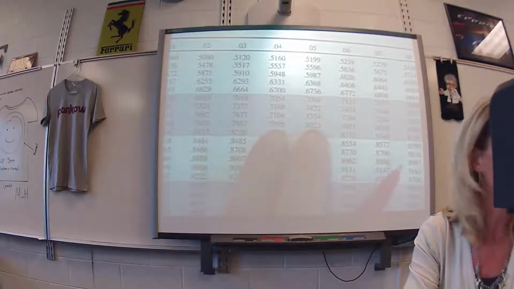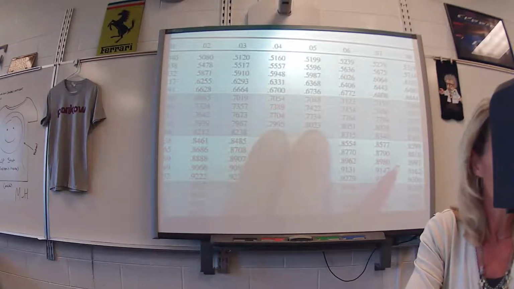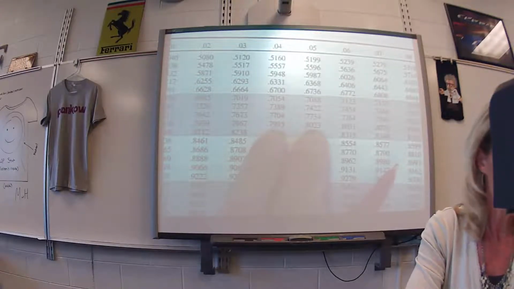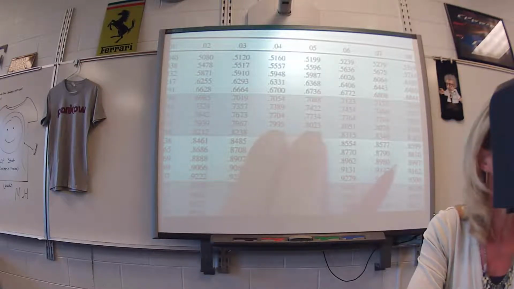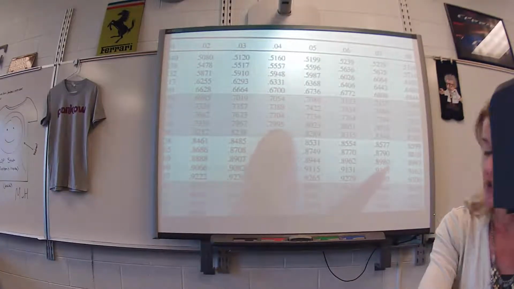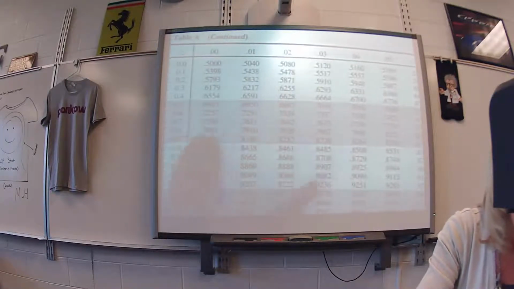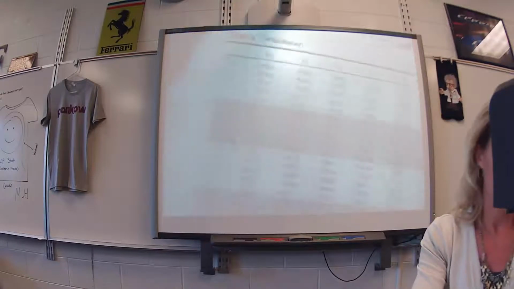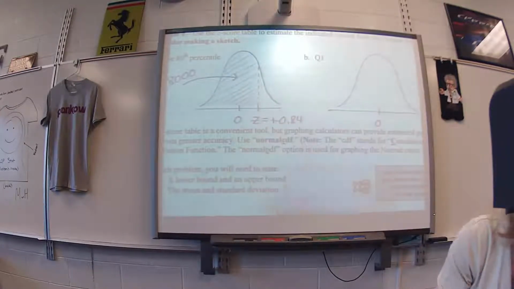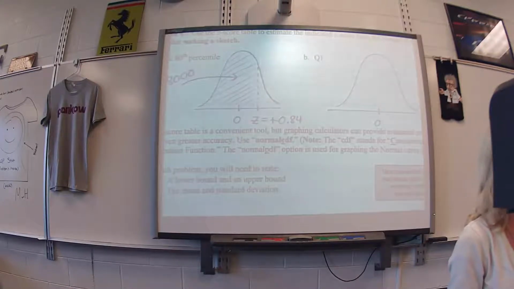So this is 79.95%, and this is 80.23%. Which one of those is closer to 80%? Is 0.7995 or 0.8023 closer? All right, this one is definitely closer. So the answer is going to end with a 4, and it's going to be 0.84. This Z-score is 0.84. So on the standard scale, a Z-score of 0.84 is your 80th percentile.